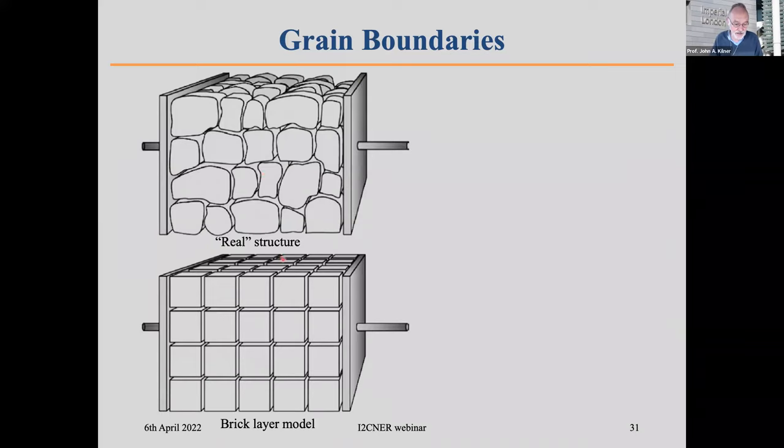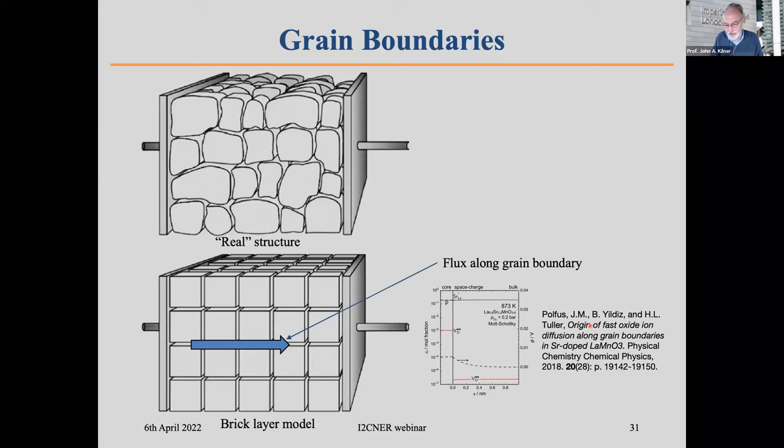Here's the real structure. Here's what we normally think of in terms of a model of a material with grain boundaries, a bricklayer model. We have the diffusion along the grain boundaries, and this can be enhancing. And this is a flux along the grain boundary. And recently, there's been a publication from Bilge Yildiz's group, which showed that in the core of the grain boundaries of this LSM material, the oxygen vacancy concentration in the bulk is quite low, but it's enhanced in the core of the grain boundary, and it enhances the oxygen diffusion along the grain boundary a lot.